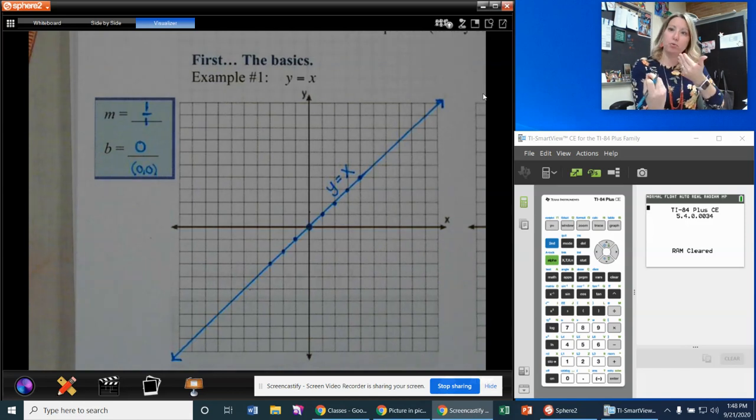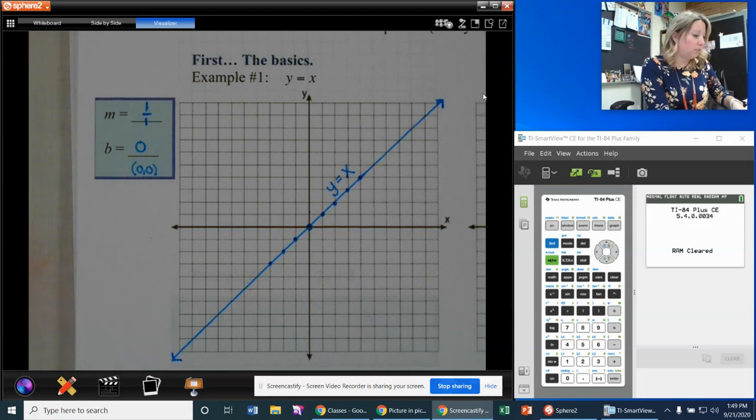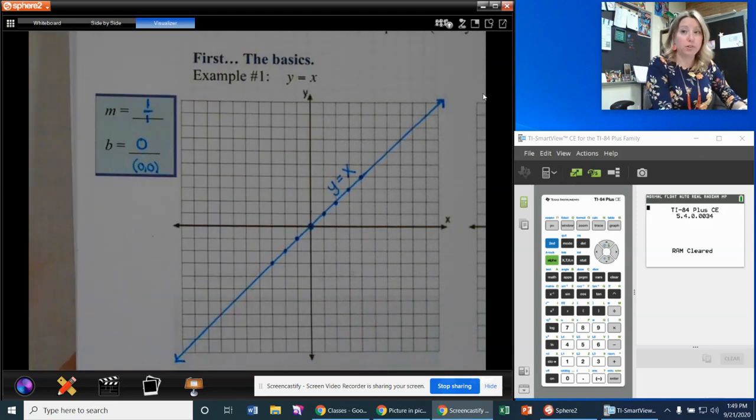Take a sec, breathe it in. Beautiful parent function right there. Nice looking line, if I do say so myself.